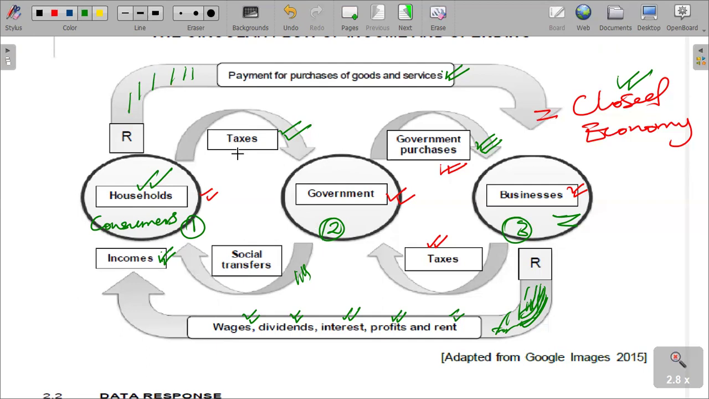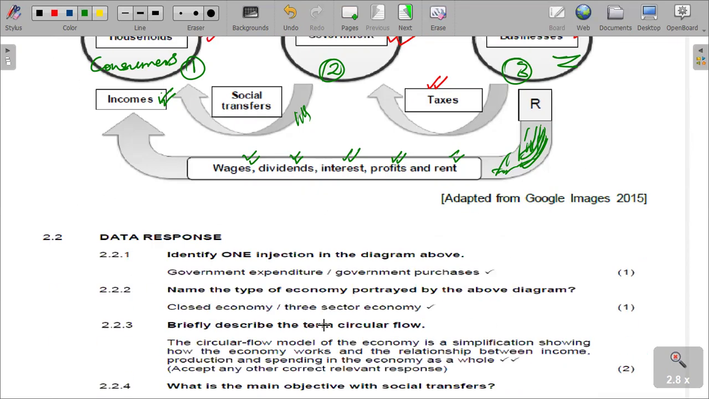We pay rent and rates. We also pay taxes such as VAT. We also pay personal income tax and so forth, which is collected through SARS. All of those are examples of taxes that are paid to the government. So we want to quickly answer our question: identify one injection in the diagram above.